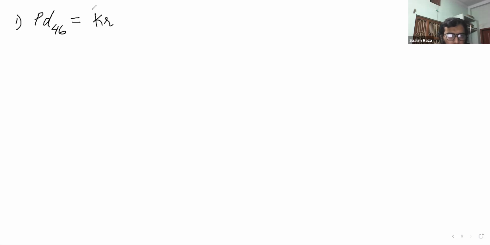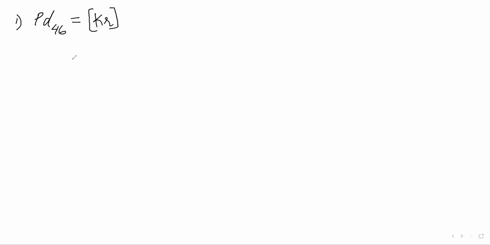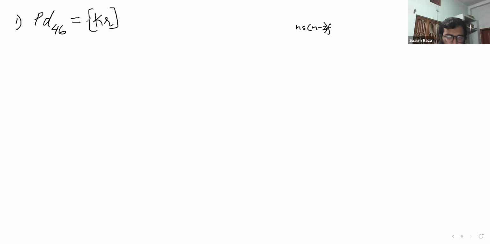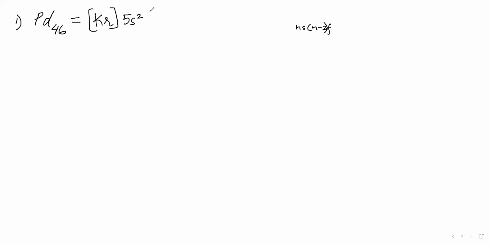The noble gas will be? Sir, Kr. Krypton. Krypton is 36. You are remaining with 10 electrons. Just remember this: 5s2 and 4d6. There is no other s. Sir, obviously 5s2 and 4d6.